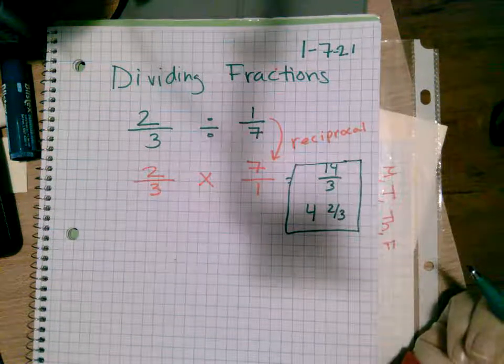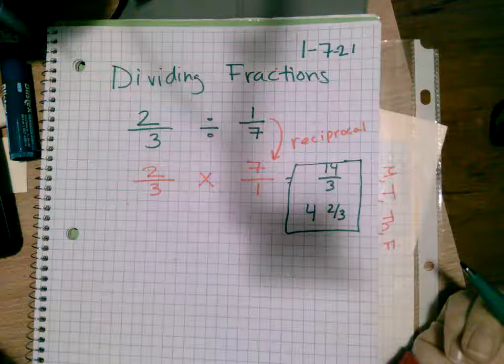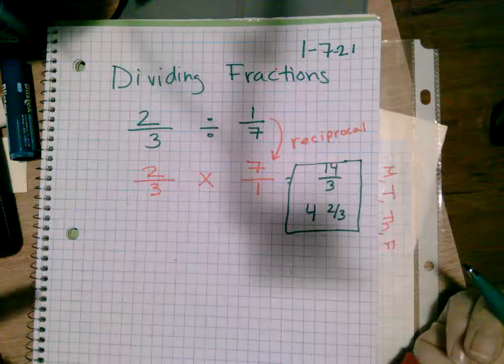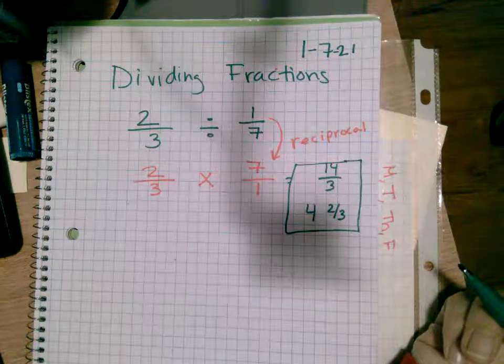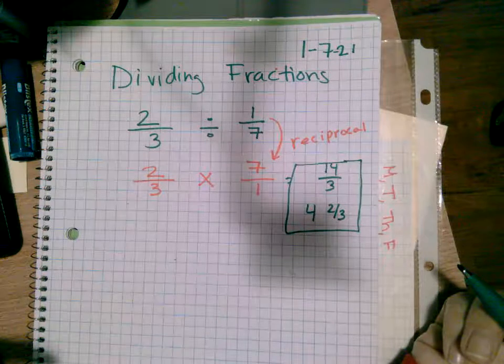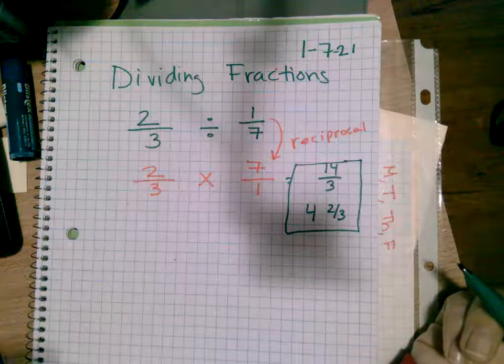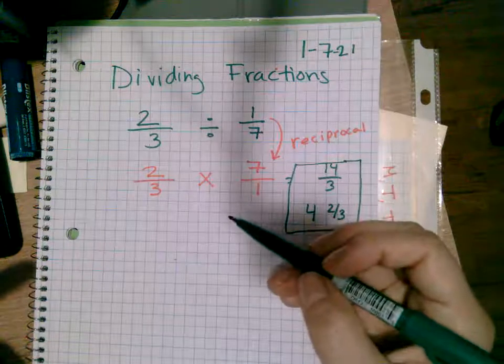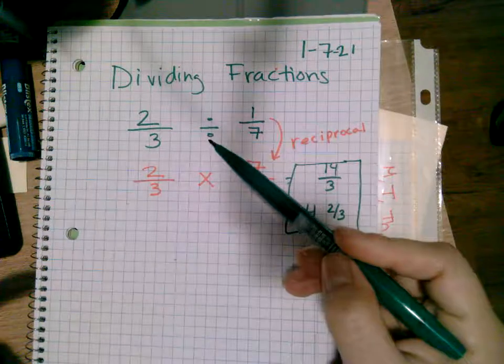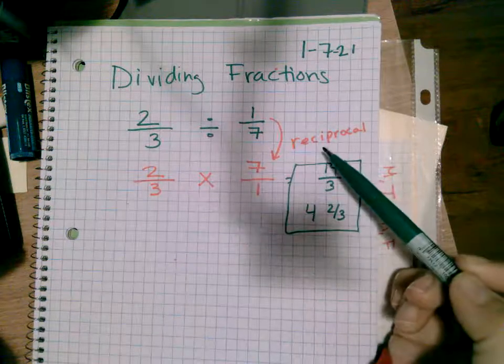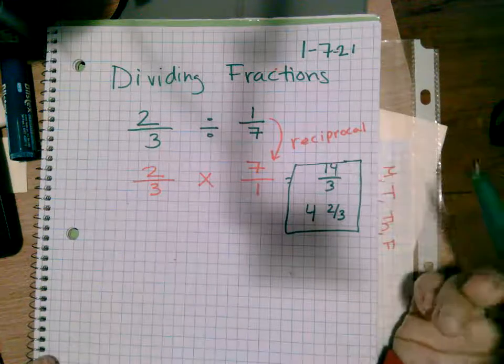So for dividing fractions, you don't divide fractions. You multiply by the reciprocal. Do you remember when we talked about subtracting integers, and I'd say you don't subtract integers, you add the opposite? Well, this is very similar. We don't divide fractions, we multiply by the reciprocal.